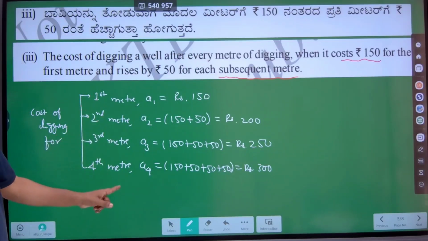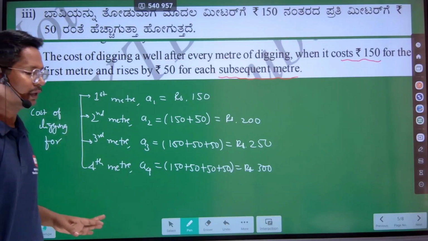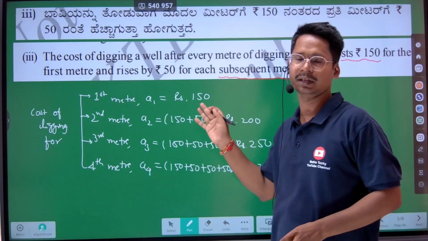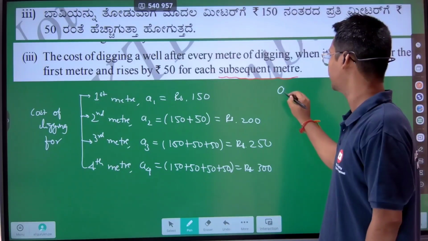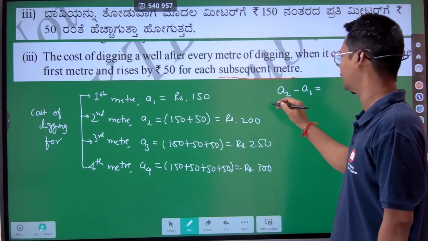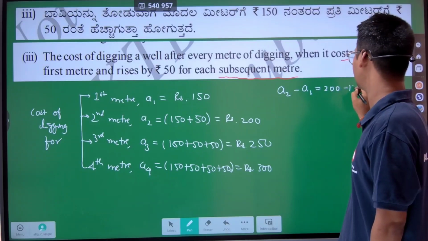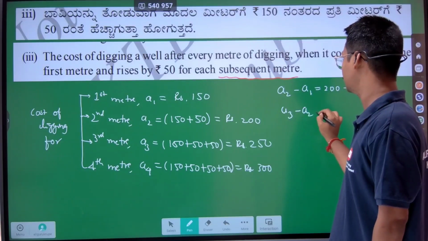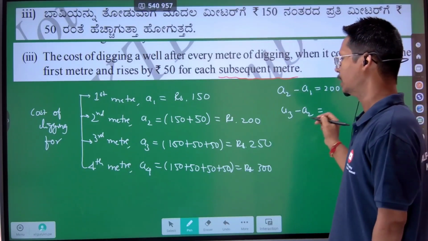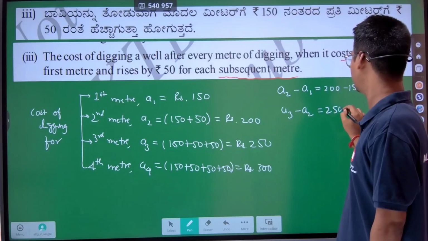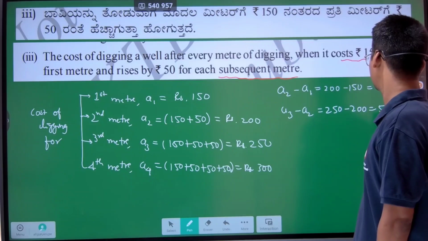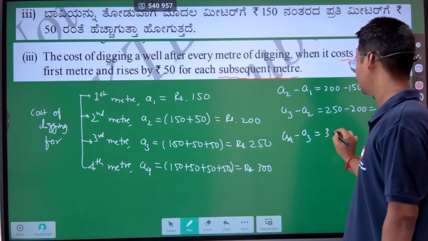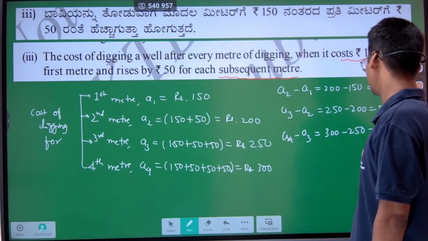So this is as per the given situation. Now we need to find whether the difference between any two consecutive numbers is the same in every case. First A2 minus A1: 200 minus 150, you get 50 rupees. Next A3 minus A2: 250 minus 200, you get 50. Similarly A4 minus A3: 300 minus 250, again 50.